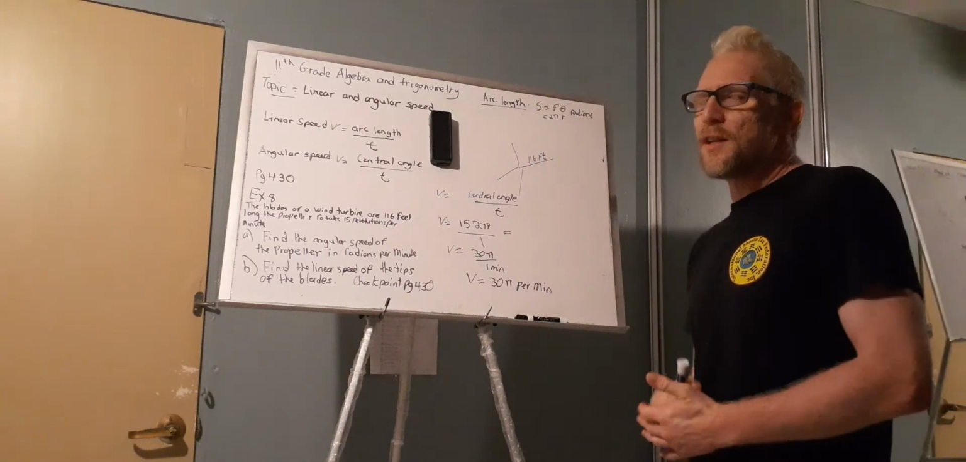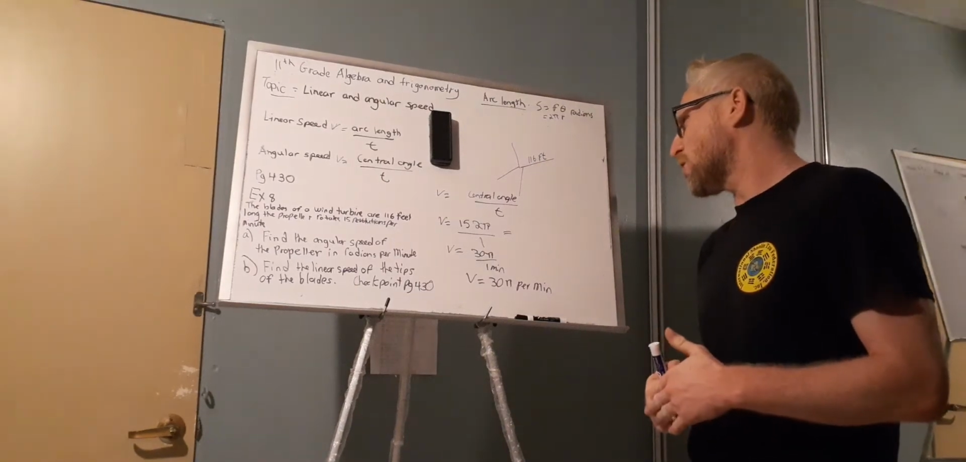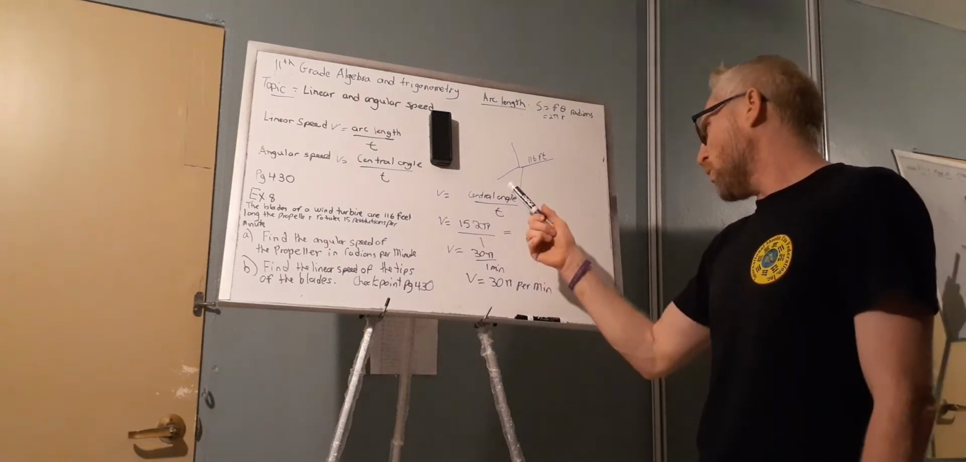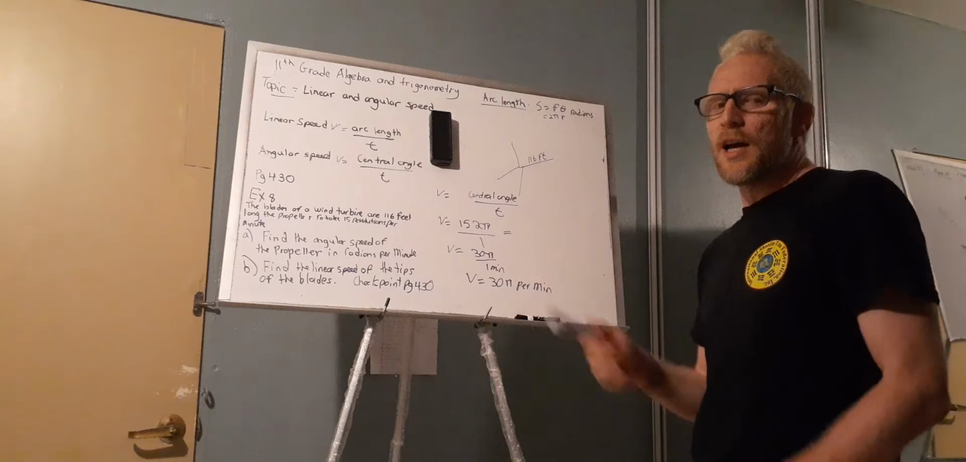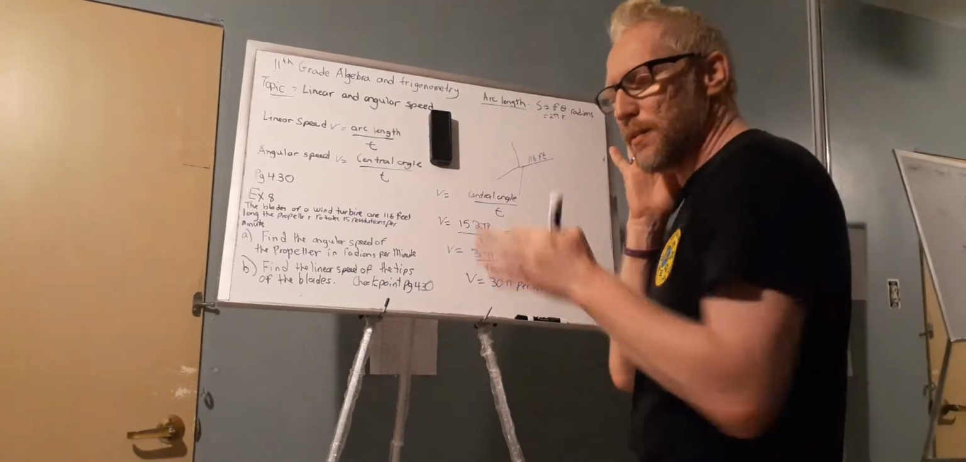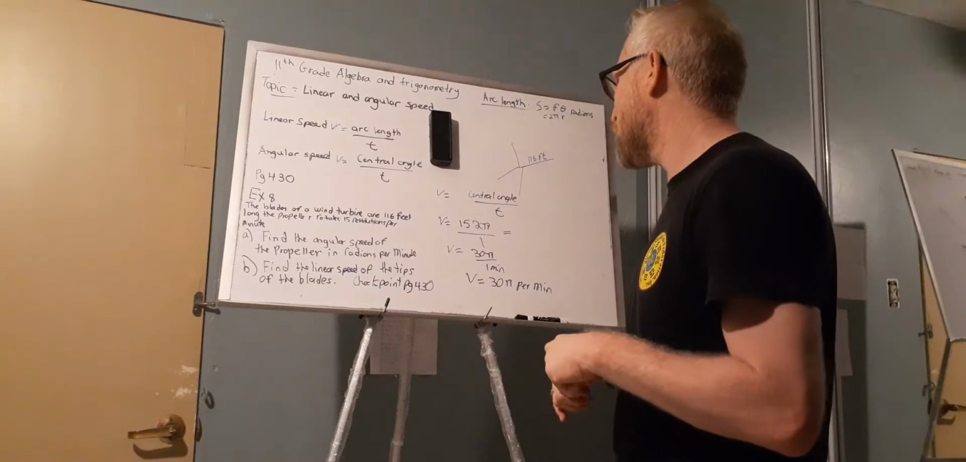So they want us to find the angular speed in radians. So what we're going to do is it's central angle over time. They're not telling us to do anything else. They just want us to give us the speed in radians.